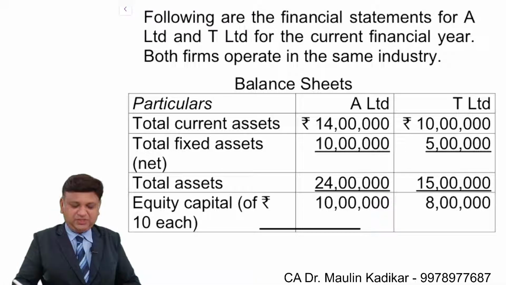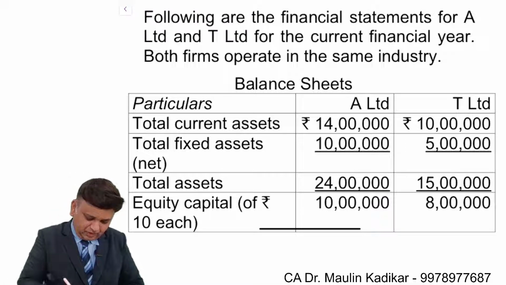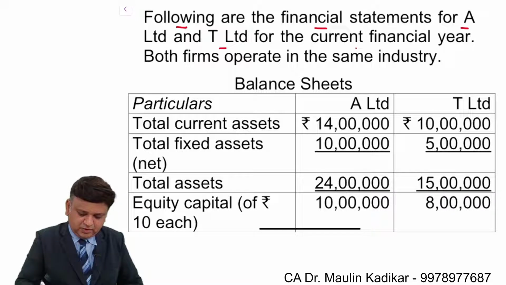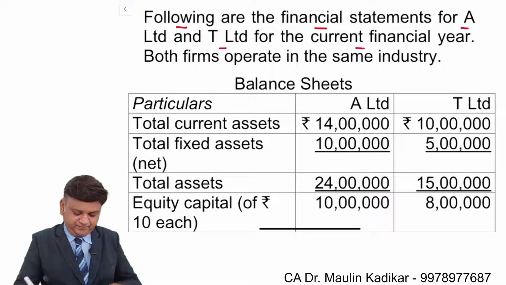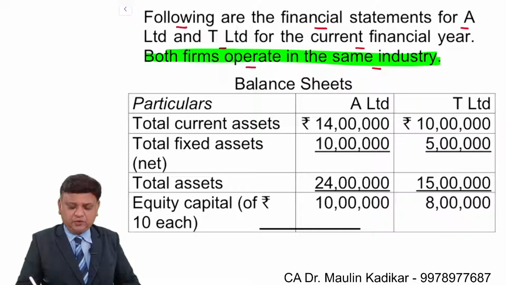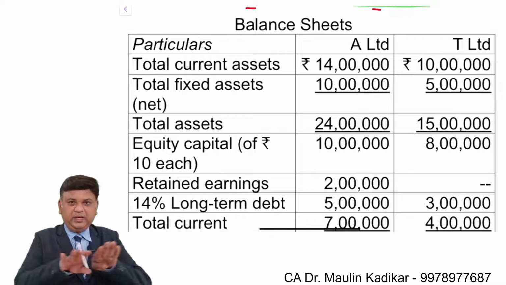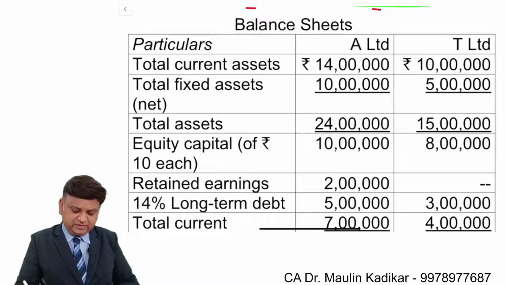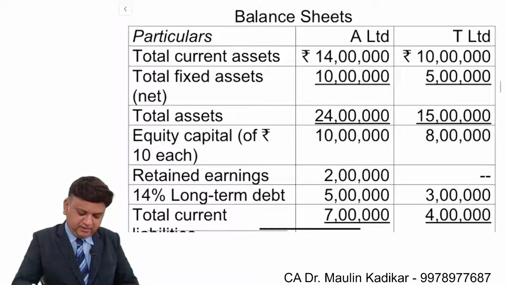Next question. Following are the financial statements of A Limited and T Limited for the current financial year. Both the firms operate in the same industry, so it is a kind of horizontal merger. Both of them are doing business of the same kind.